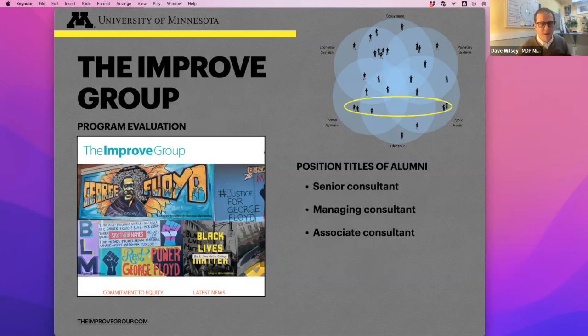And then a lot of our alumni, you've heard this mentioned a couple of times, go into evaluation. And one of the organizations locally that does evaluation in the nonprofit sector is the Improve Group. And I believe we've had 5 or 7 students come through the program and go right into the Improve Group and are working with NGOs and other organizations, both locally, nationally, and globally, thinking about evaluation and design of programs.